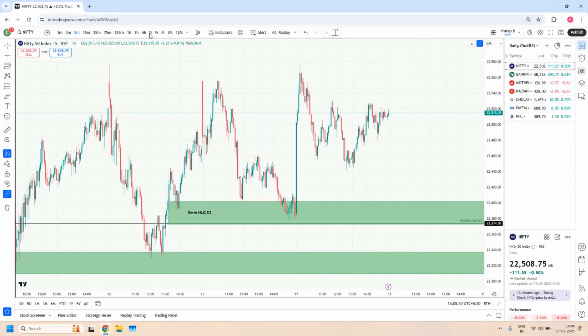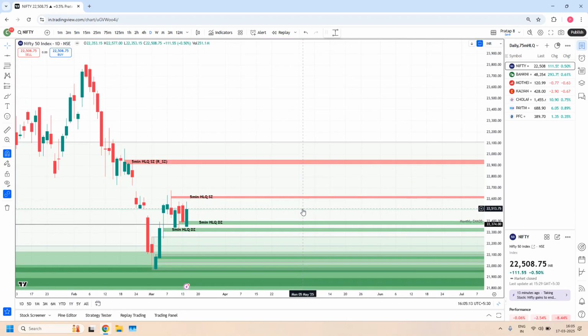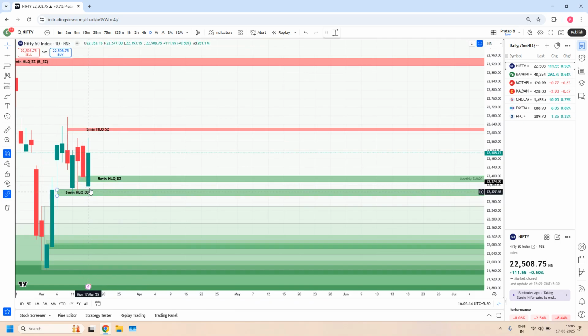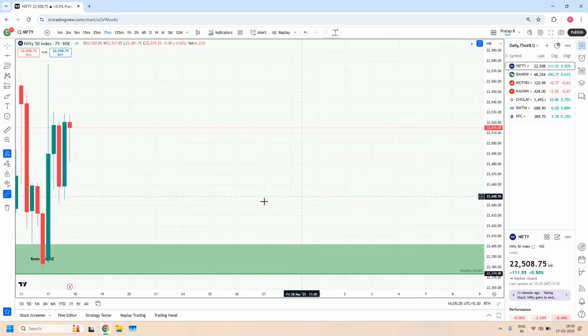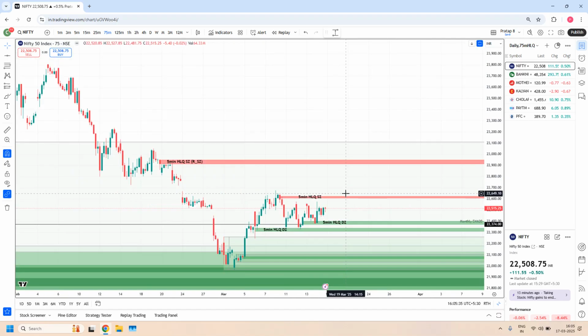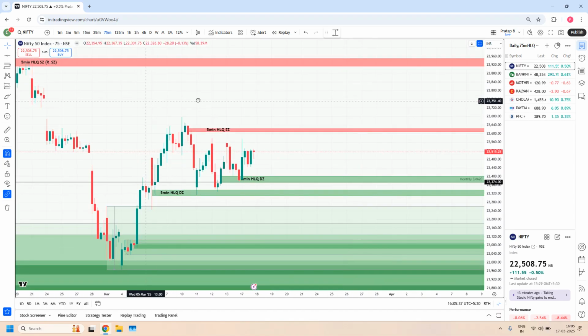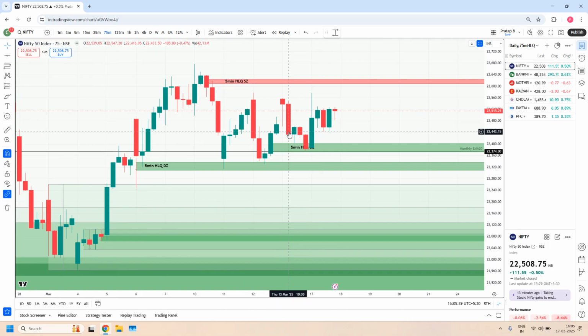But from a daily candle point of view, it looks like this zone is gone. That means it is pierced. But from an intraday candle point of view, even if you go to the 75 minutes candle, the 75 minutes candle open shows here only. Any intraday candle, 75 minutes, 15 minutes or 5 minutes, the open is inside this zone only. So these are some interesting points you should observe.